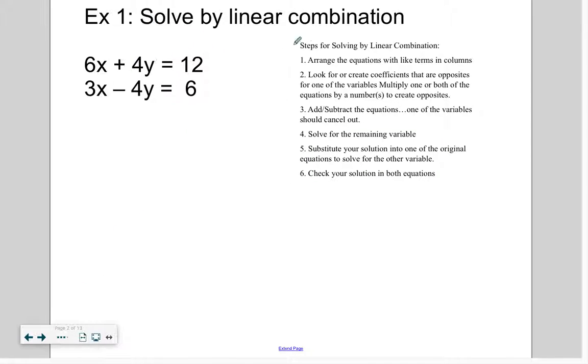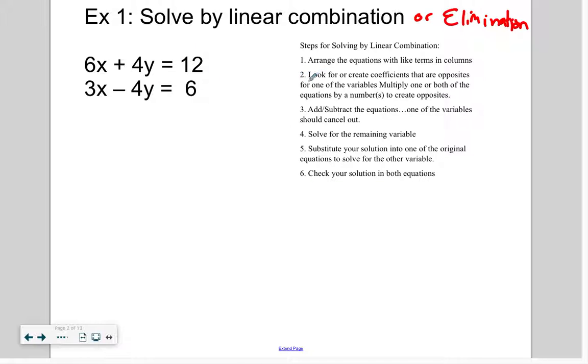So solve this by linear combination or, again, elimination. So first we arrange the equations with like terms in columns or vertically. So here the x's are on top of each other, that's good. The y's are on top of each other, that's good. And the constants are on top of each other, that's good. The like terms are aligned vertically in columns.